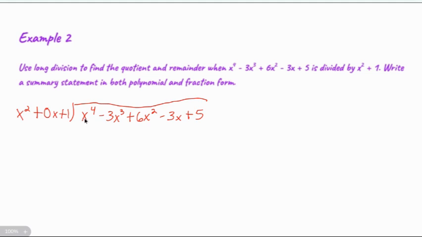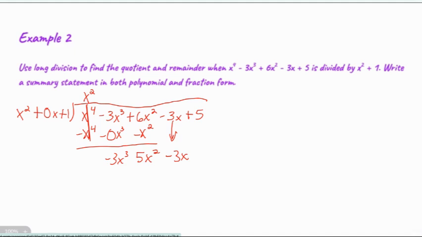Okay, so x squared times what gives me x to the fourth? That would just be a simple x squared. So I end up with x to the fourth. Then we follow through with our other two terms. 0x times x squared would be 0x cubed. And then 1 times x squared would just be x squared. Subtract, subtract, subtract. Cancel. We get negative 3 minus 0, which is just negative 3, so that doesn't change. We got a 5x squared here. And then we've got a negative 3x that we bring down.